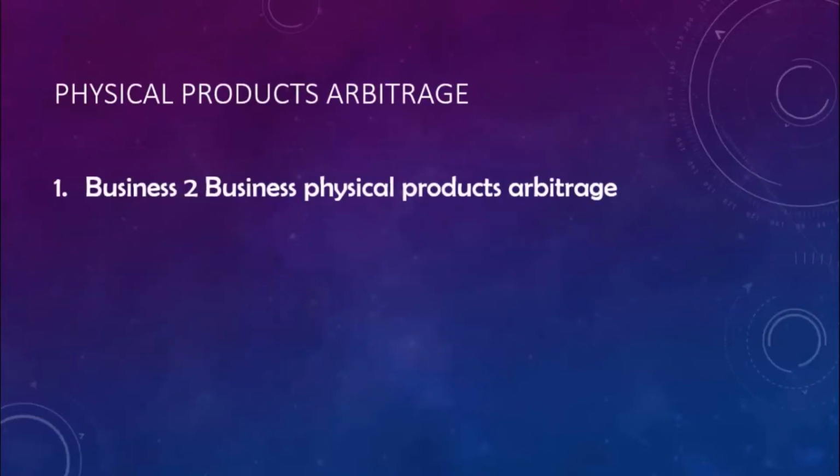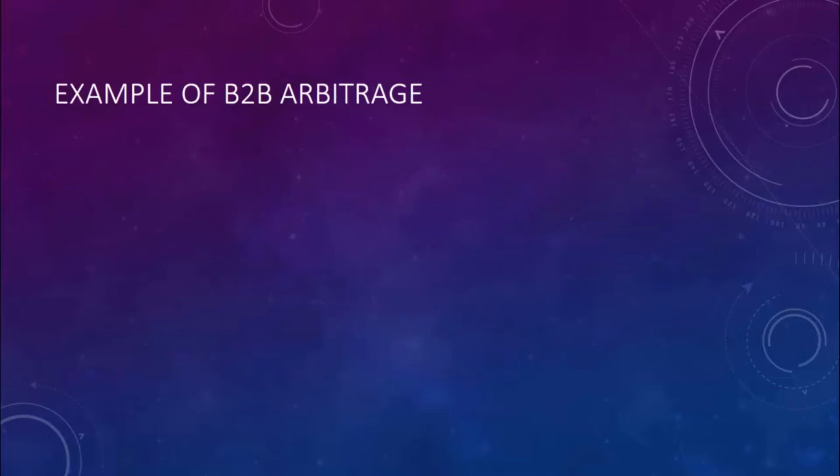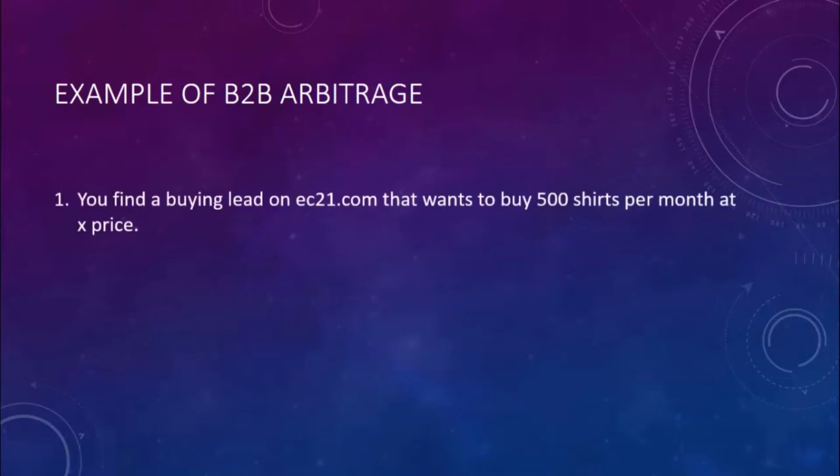First of all, we have the first type of physical products arbitrage, which I personally like very much, business to business physical products arbitrage. And let me just give you an example of this type of arbitrage, because it's a little bit different than what we will talk about in this class, but it can be a very lucrative business model.